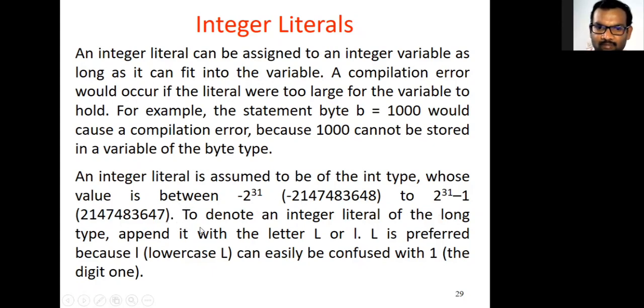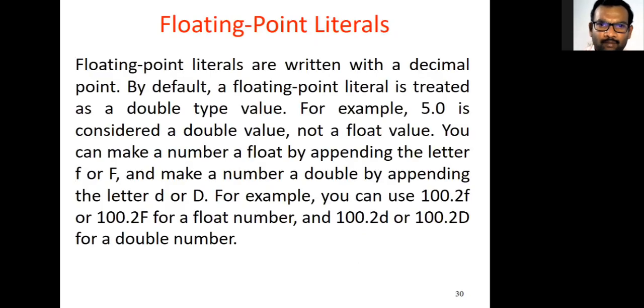Similarly, if you want to store long values, those values have to be suffixed with L, small letter or capital letter. Floating point literals: as I told previously, by default it is a double type of value. If we have not specified, it will be considered a double type of value, or you can write it with a small d or capital D. And if you want to specify a float value, then the suffix has to be given with the decimal number, either a small f or capital F.